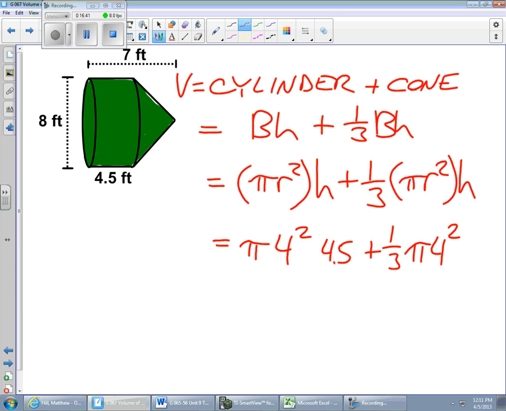4.5 of those 7 feet are used up by the cylinder. So the question is, how much is left over? 7 feet, take away 4.5 feet of that. That'll leave you with 2.5 feet over there. Well, once again, they didn't hide too much information from us. Okay, so we've got all of the information that we need.